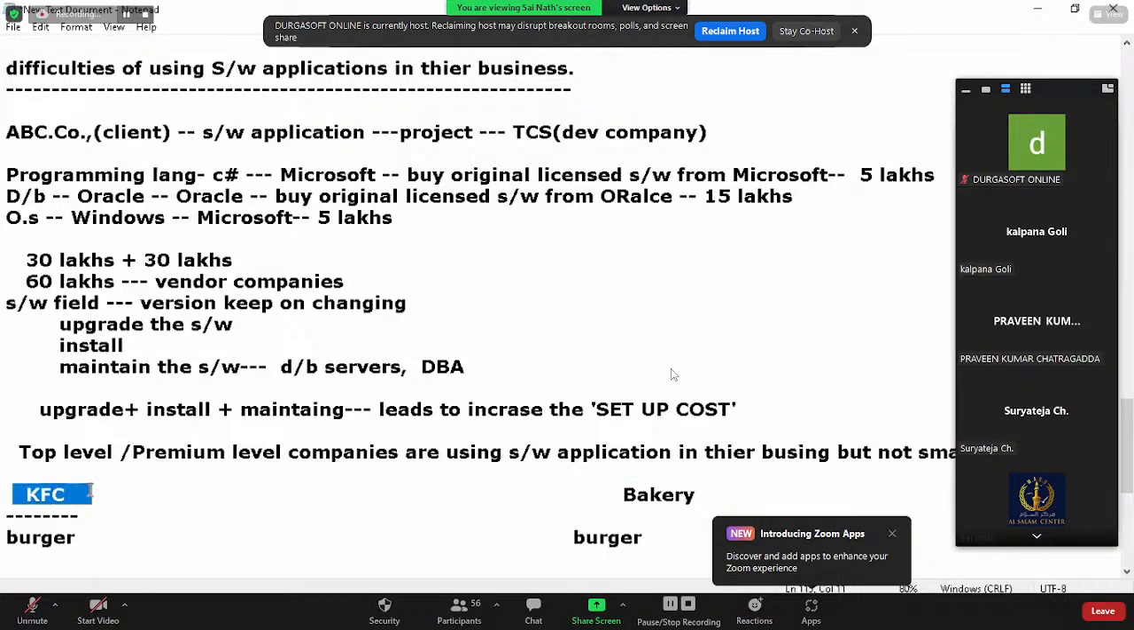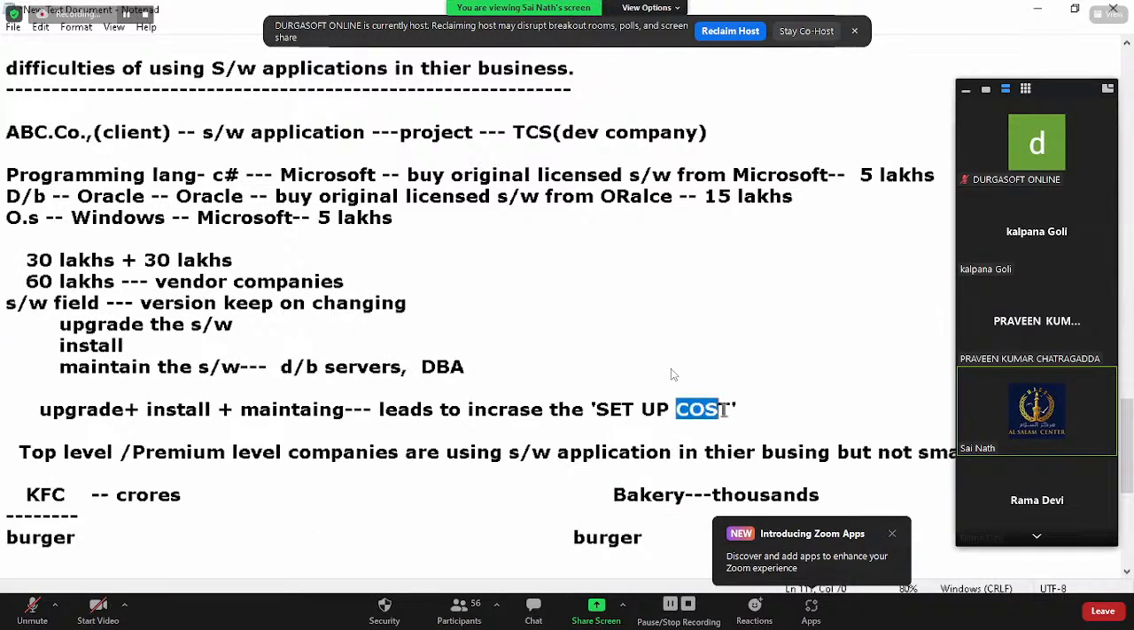Because KFC has lots of branches and can afford it. Lots of branches across the globe. Yes or no? Yes. KFC's business turnover is in crores. But whereas the bakery? Maximum thousands or lakhs. Yes or no? Maximum thousands only, not even in lakhs. That is why the bakery owner cannot afford the cost. That is the reason the bakery owner cannot use it.